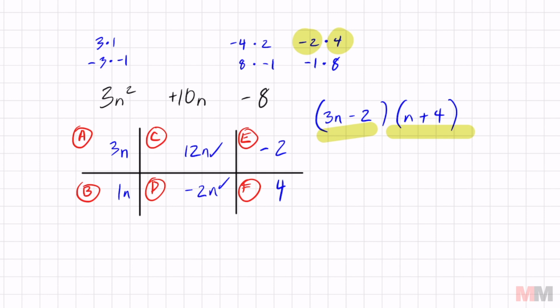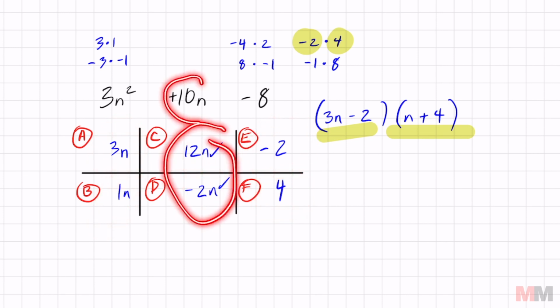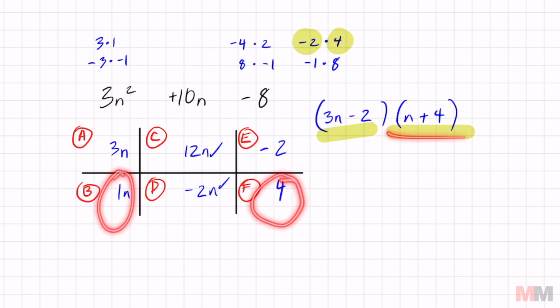As far as this one, the right combination was negative 2 and 4. So 3n times 4 is 12n. 1n times negative 2 is negative 2n. And these two add up to your middle term. Once you got those, you just got to go across. That's one factor. The other one is 1n and a positive 4.